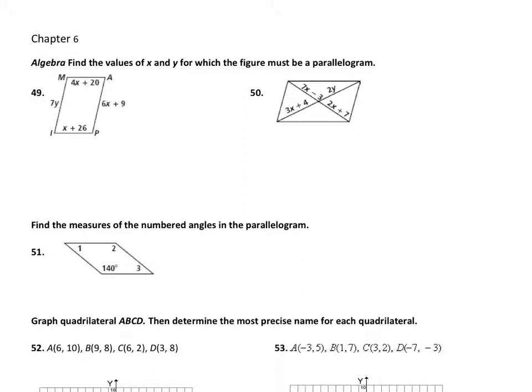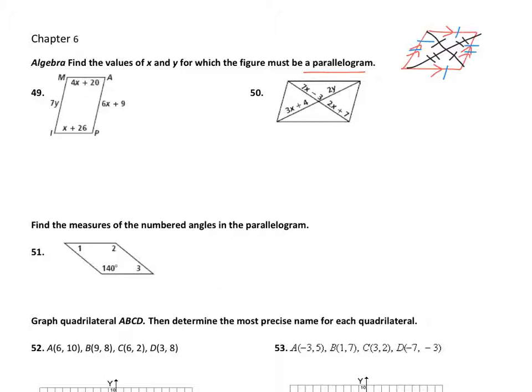Chapter 6 review. Find the values of x and y such that the figure must be a parallelogram. So parallelograms have opposite sides that are parallel and congruent. And when you draw on the diagonals, they bisect each other. So that means that this segment's equal to this segment and this segment's equal to that segment.